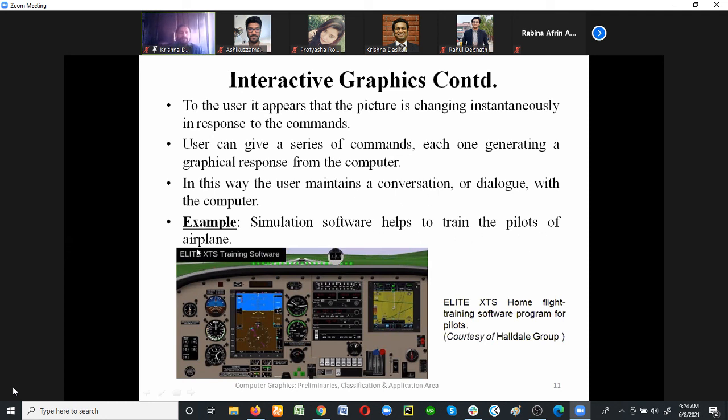Simulation software helps to train airplane pilots. If you want to be a pilot, no one will give you a plane to start flying, right? It is not so easy. So that's why they take you to simulation software.